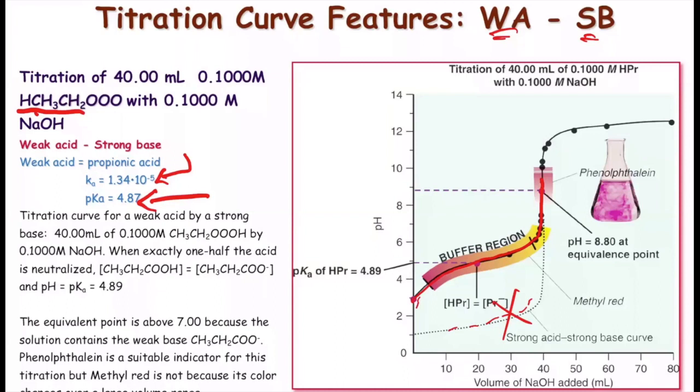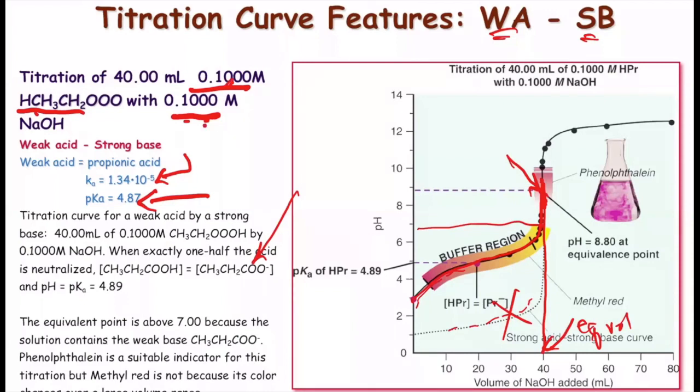Notice it goes up initially. It goes through the equivalence point right there. The equivalence point is above 7. Why? Because propionic acid, when it's neutralized, forms this conjugate base, which generates hydroxide. That's why the pH is above 7. If we take a look at that equivalent volume, this is the equivalent volume. And we know it's the equivalent volume because both our acid and our base are equal in concentration. So that means we need 40 milliliters of base to get to the equivalence point.